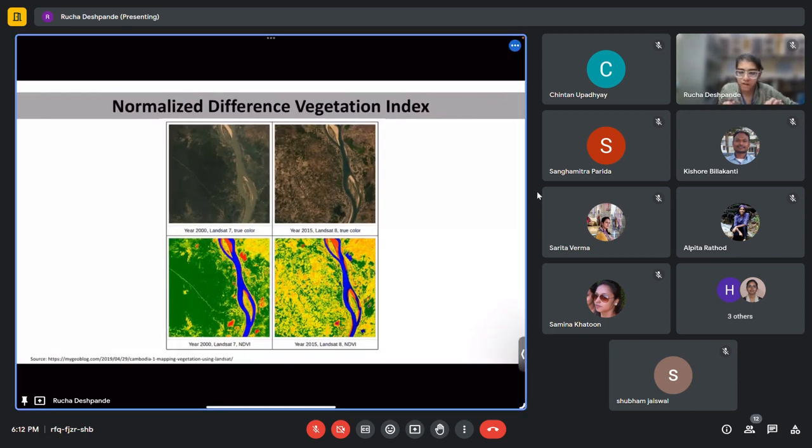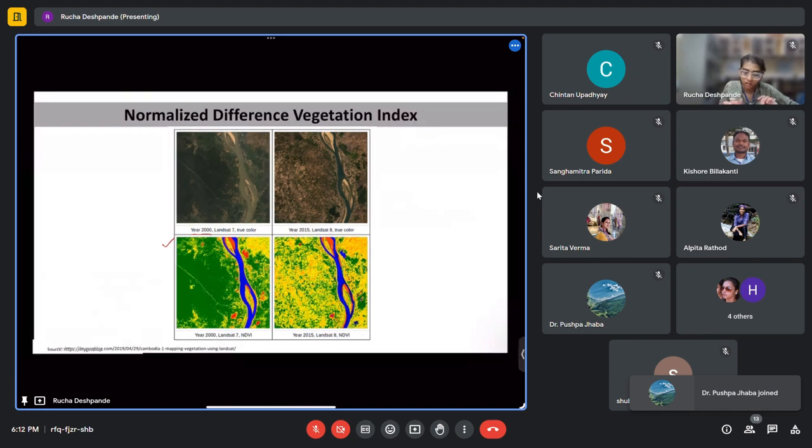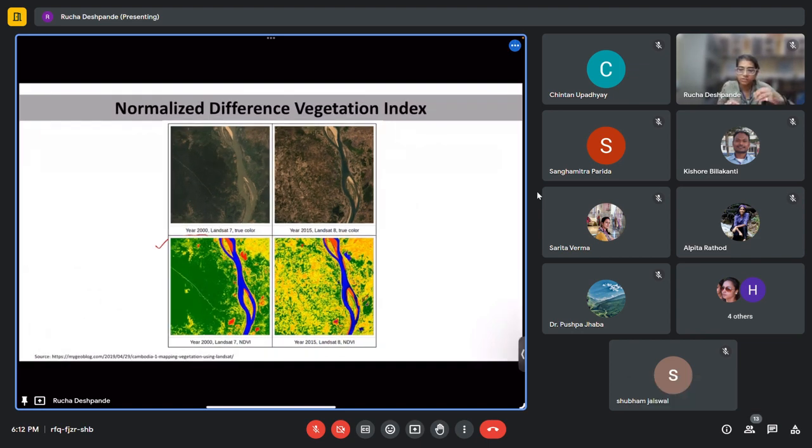Okay. So this figure shows an example of how we can use the NDVI index to track changes in the vegetation cover. So on the top left, this image is from year 2000. It's a true color image from Landsat 7. It shows a river, and then there is some vegetation cover surrounding it. And here on the bottom figure, we see the NDVI image for the same scene.